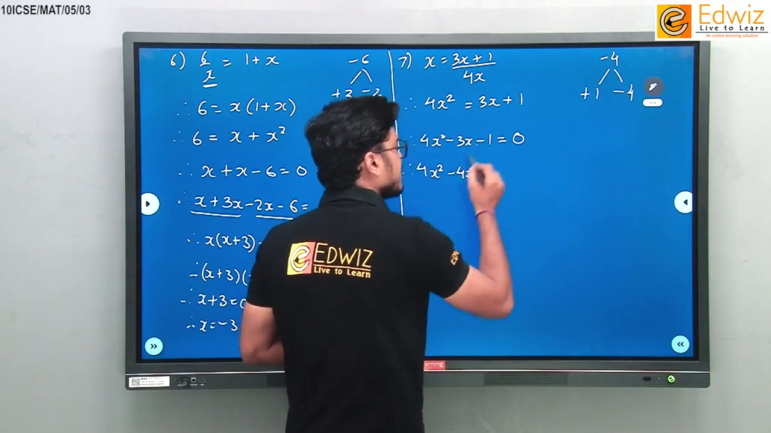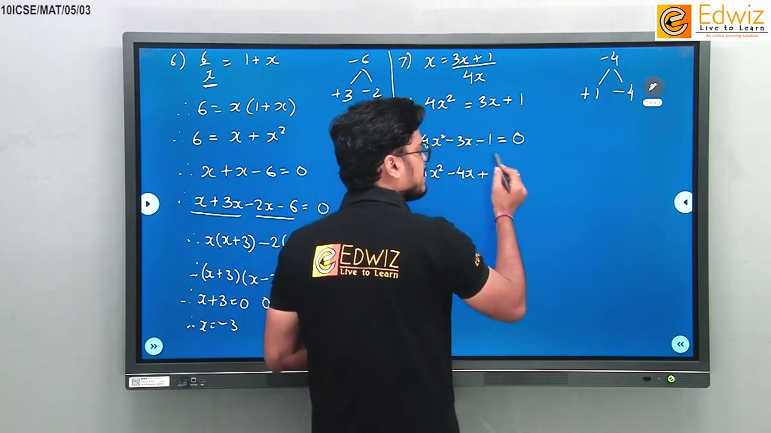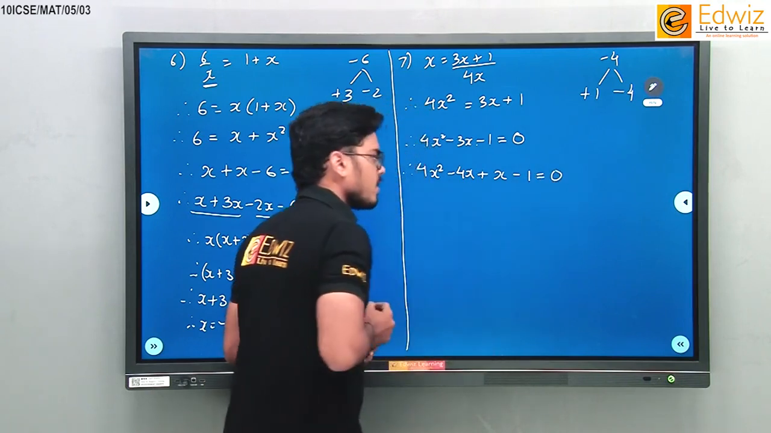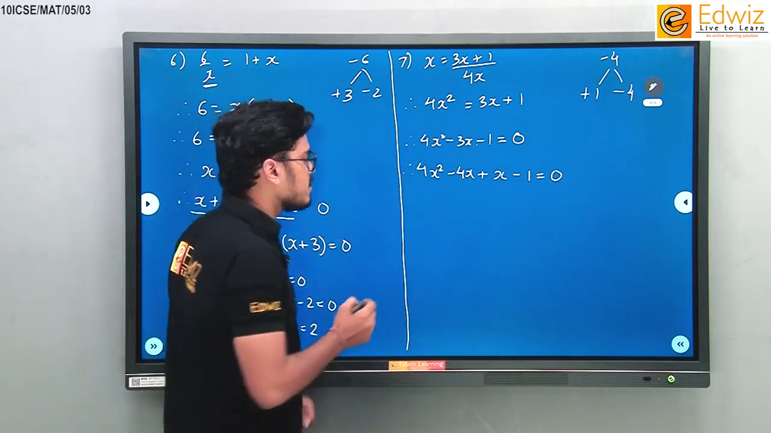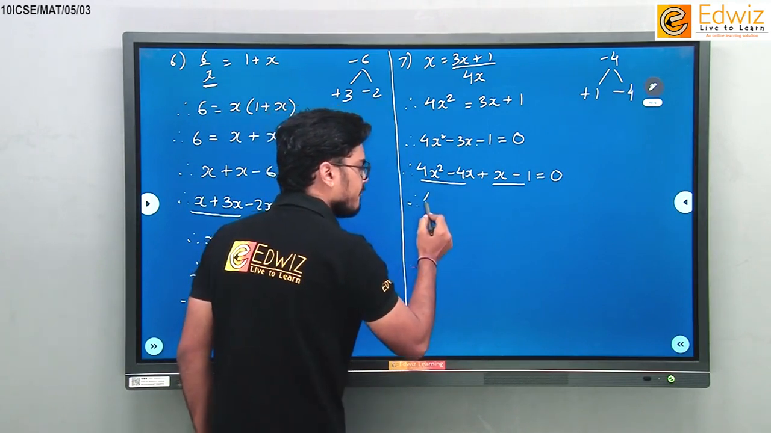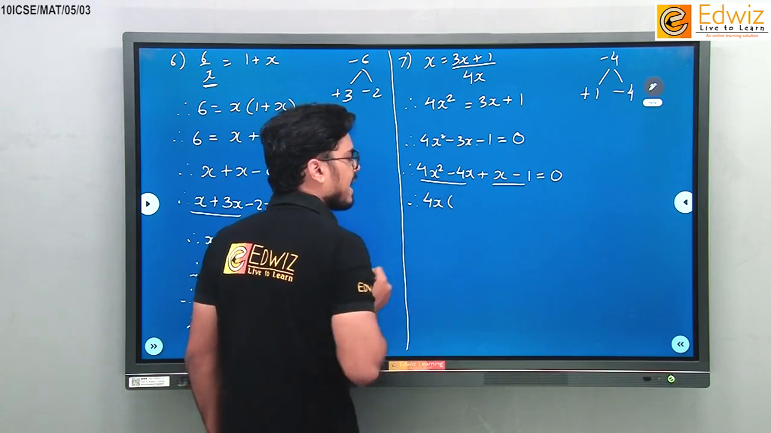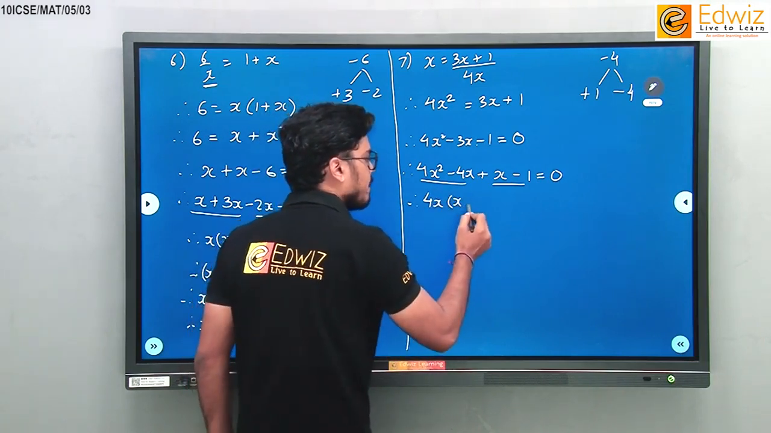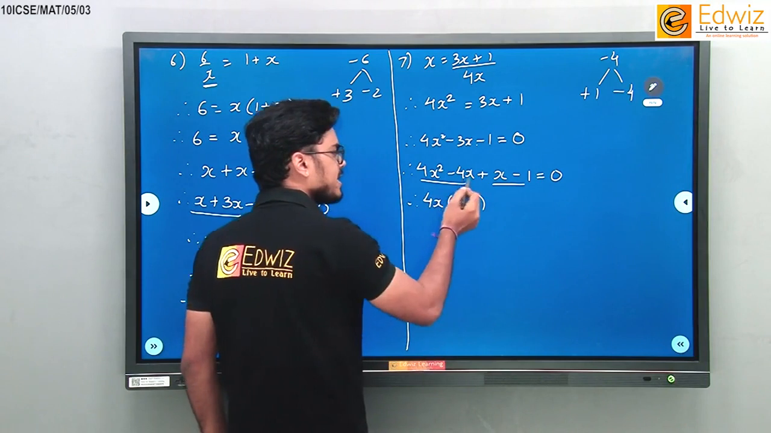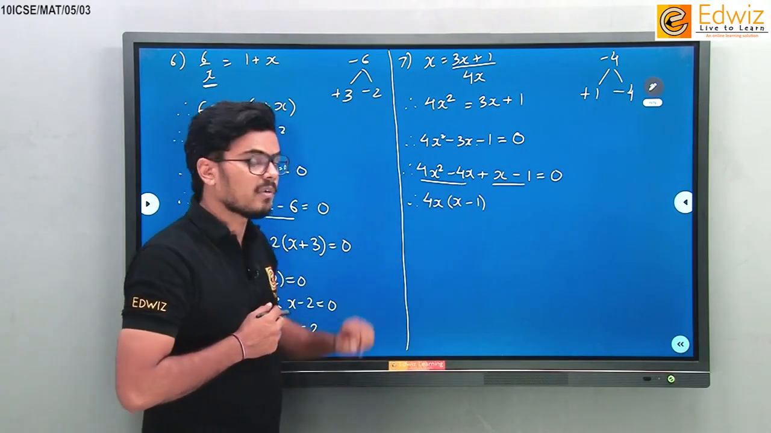So minus 4x plus 1x, or you can just write x minus 1 equal to 0. Okay. In these two terms you can see, so these are the groups. In these two terms 4 is common, also one x is common. In the bracket we will have x minus 1 because entire 4x is outside, correct? So 4x divided by 4x is 1.